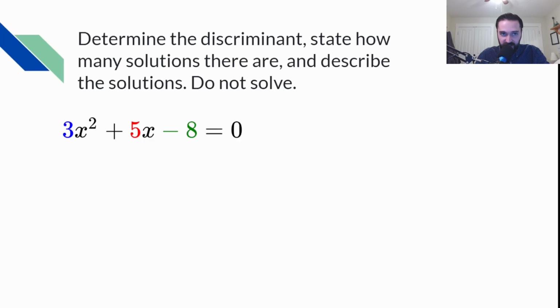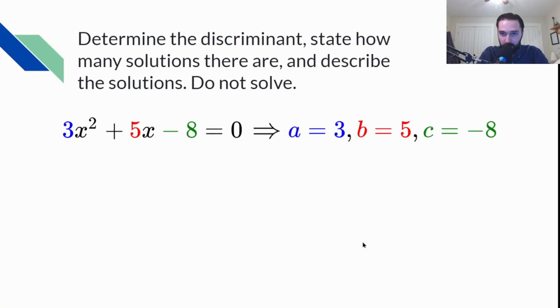Here we're asked to determine the discriminant, state how many solutions there are, and describe the solutions. Do not solve. All right. So we're just looking at this thing on a meta level, right? And we're talking about the solutions and we're describing them, right? So we're describing the characteristics of the solutions. All right. A equals 3, B equals 5, and C equals negative 8 in this case.